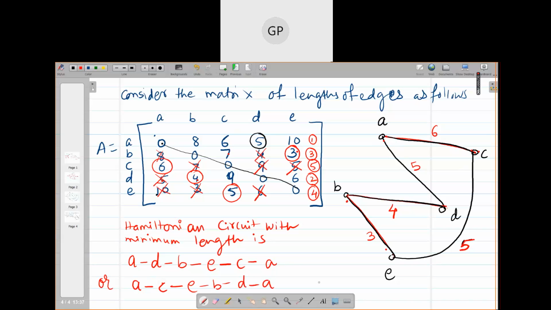And the minimum length of the circuit is how much? 3 plus 4 plus 5 plus 5 plus 6, 23. Have you understood it, girls?